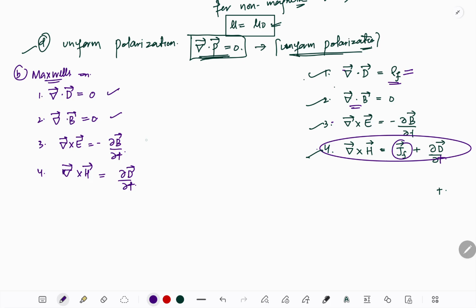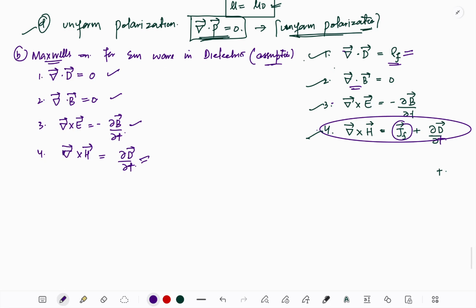So these are the Maxwell's equations for EM waves in dielectric material, in dielectrics, but with certain assumptions. That material having certain assumptions. So these are the Maxwell's equations. So this is the second topic.